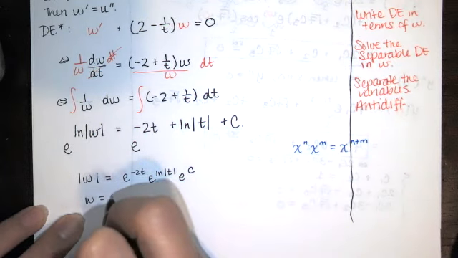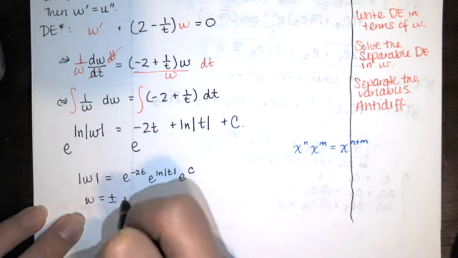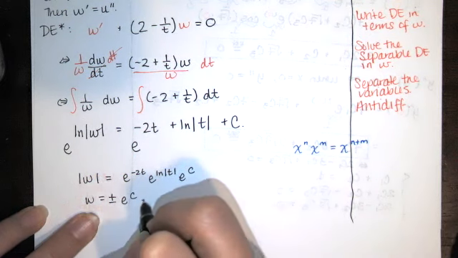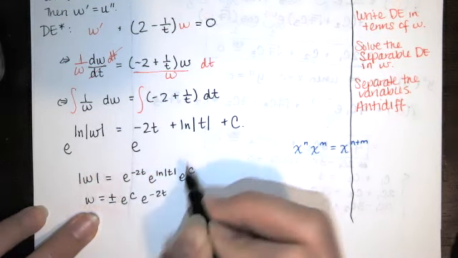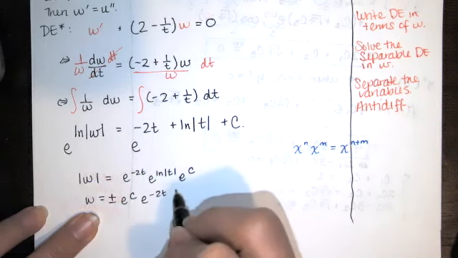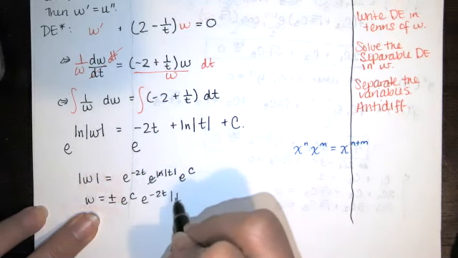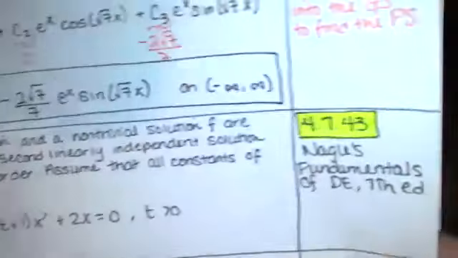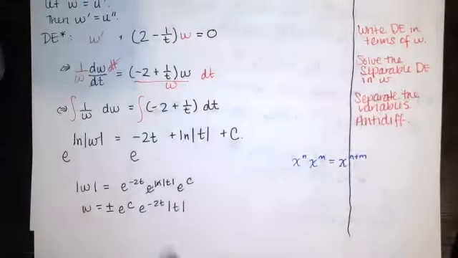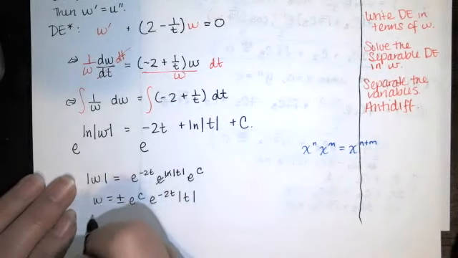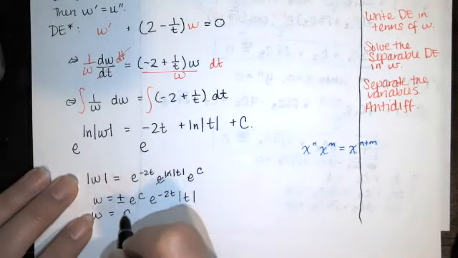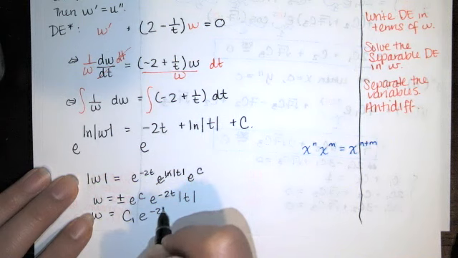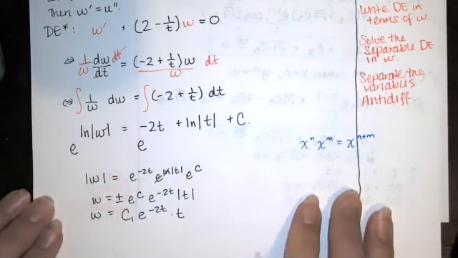And that absolute value of w just means we're going to have a plus or minus there. So we've got plus or minus e to the c times this, and these guys will undo each other, so we'll end up with an absolute value of t. Now, we were told at the very beginning that t is greater than 0, so the absolute value of t is just t, and this is just a constant. Okay, so that's our w.